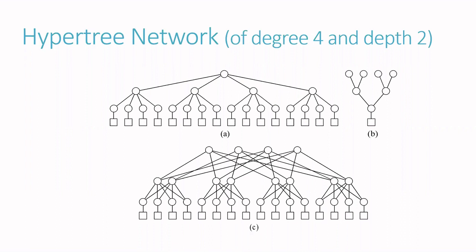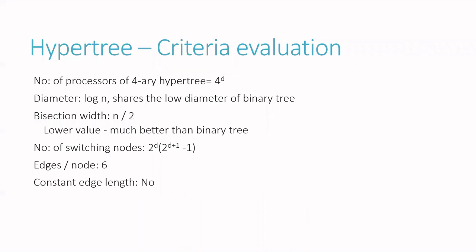So we will evaluate this hypertree. Here it can accommodate 4 raised to d processors. In that example, we have 16 processors. 4 raised to 2 is equal to 16. Hence, d is equal to 2. Now, let's see the diameter. The diameter is log n. Log of 16 is 4. So, the diameter of the hypertree network given in the example is 4.